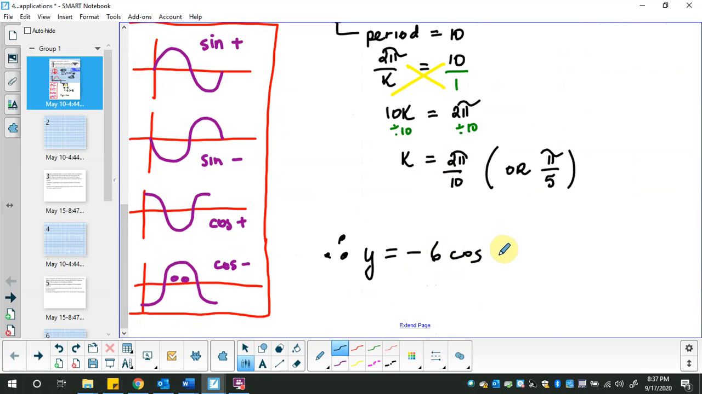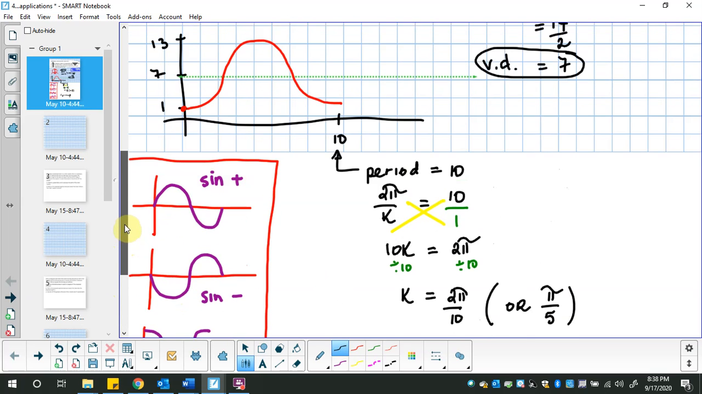Then the next thing that comes along is the K value, so I can put that in. I've decided that there's no phase shift. Oops, typo. Combination of two pieces of information. I've decided there's no phase shift because it's sitting exactly where a negative cos curve is supposed to. And the vertical displacement was 7.